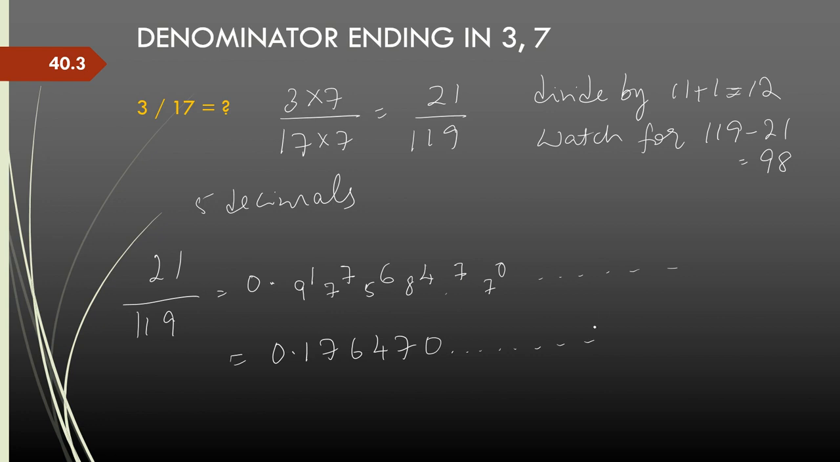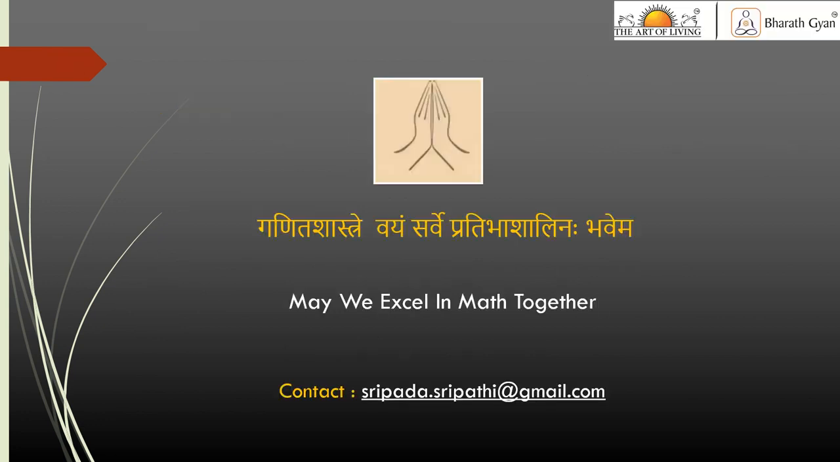Now this is how we can resolve fractions which have denominators ending in 3 and 7 very easily into decimal form just by looking at them. I have given a few problems to try. Please do try them out, and you will also find solutions on the website.